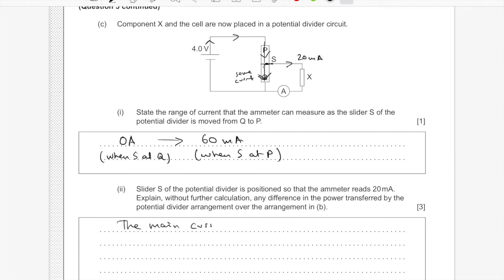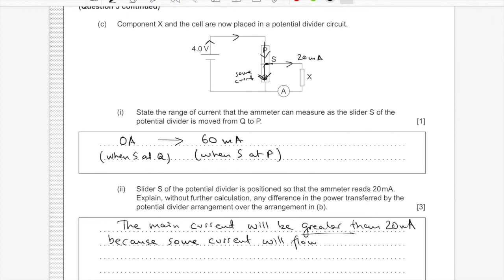So we can first draw that conclusion that the main current coming into S has to be more than 20 milliamps, because we have 20 milliamps going through X, and then we have some other current flowing from S to Q. So the main current is greater than 20 milliamps, and that means overall we have a larger power dissipation, because we still have 4 volts of total voltage available in the circuit, and if the main current is bigger than 20 milliamps, then we have a larger power dissipation compared to the previous problem.